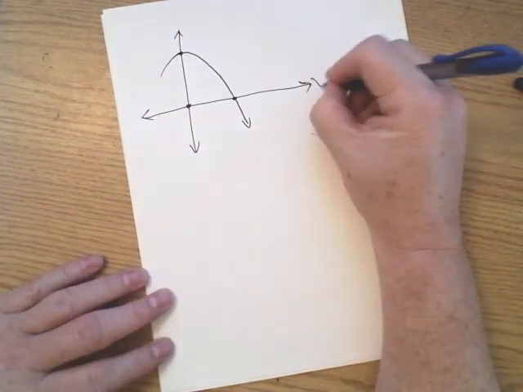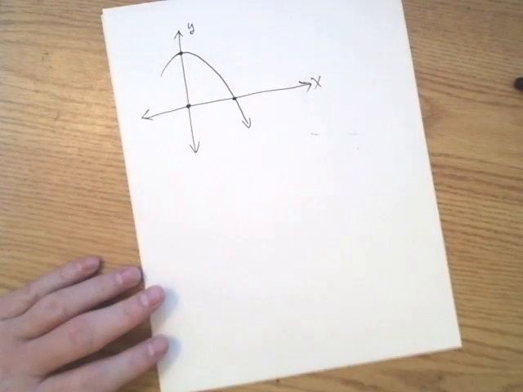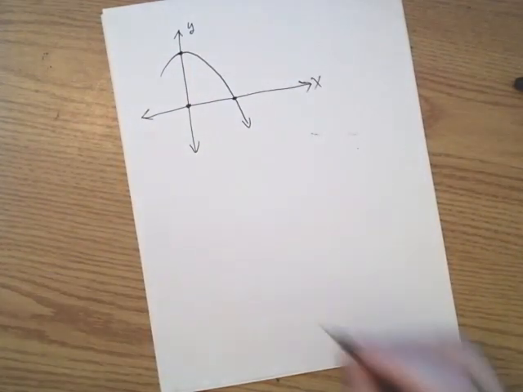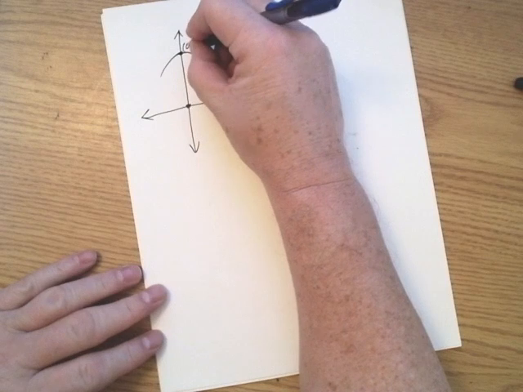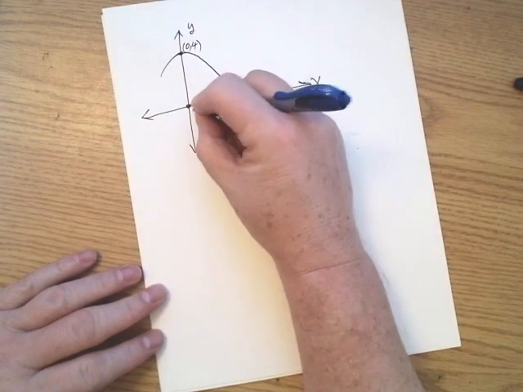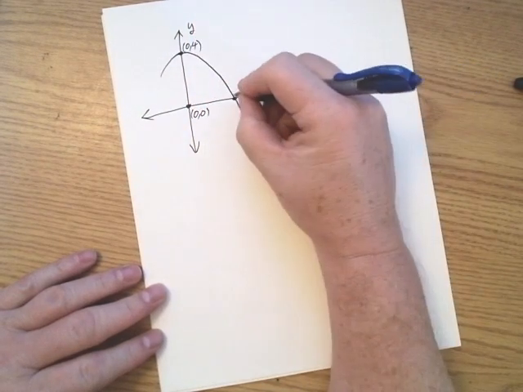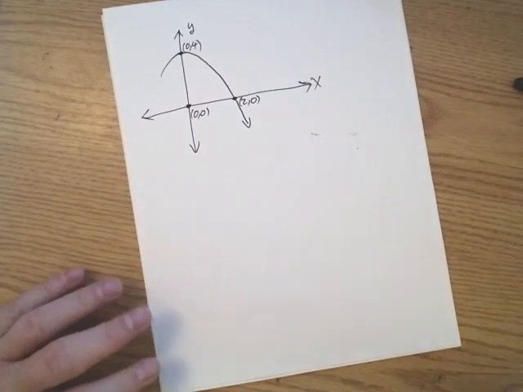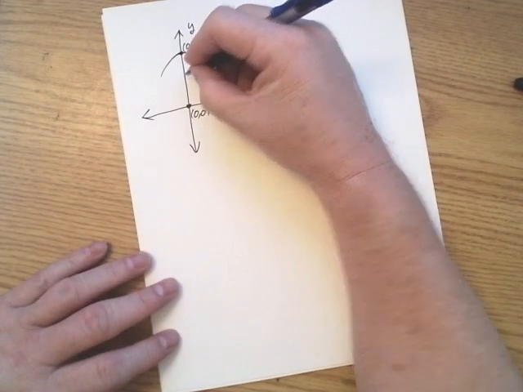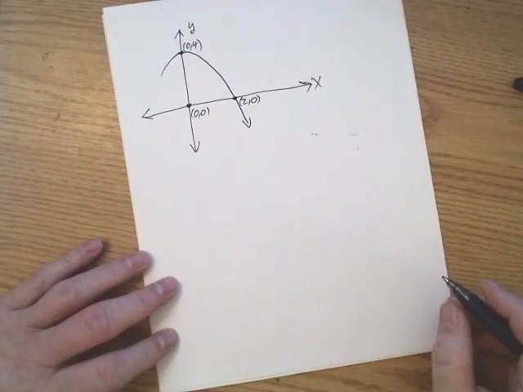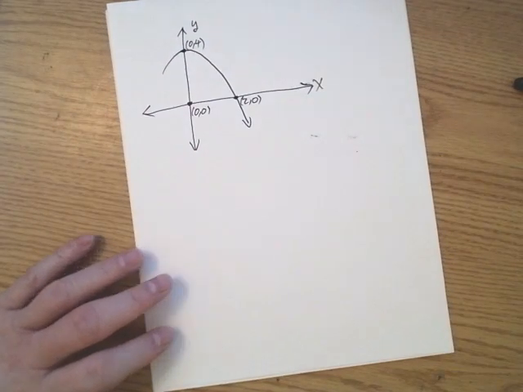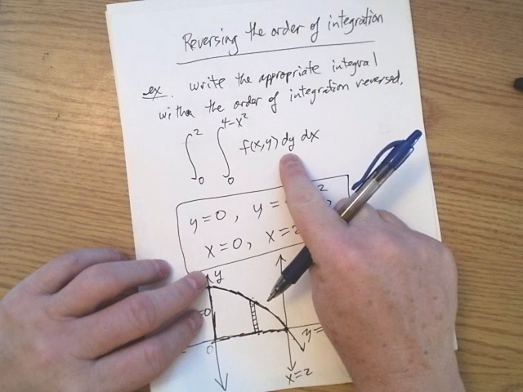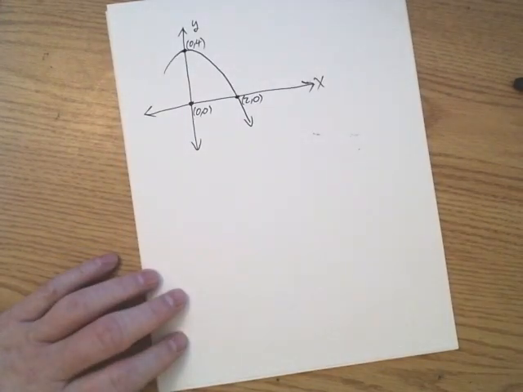Imagine this now. Here's my xy axis. This is actually 0, 4. This is the origin. This is 2, 0. Now, I want to integrate in the x direction first this time, right? Because I was integrating in the y direction first previously. So I want to integrate in the x direction.